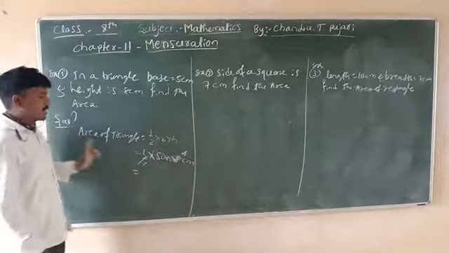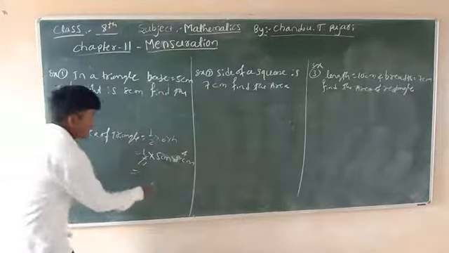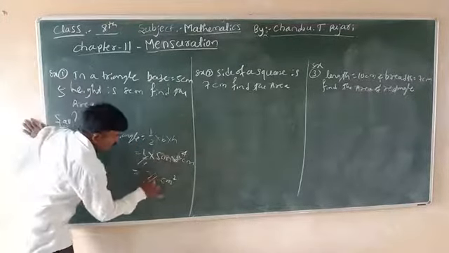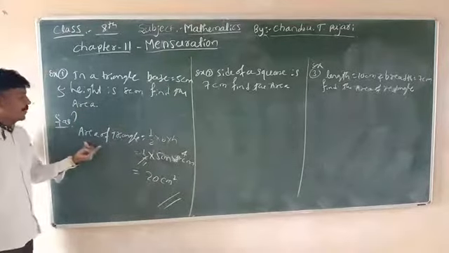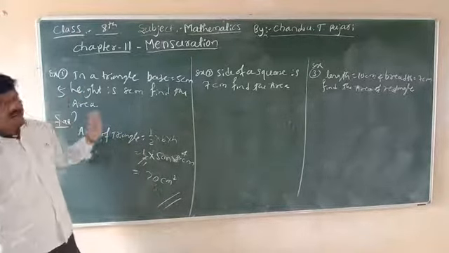Next, centimeter into centimeter gives centimeter square. Then 5 fours are 20. Therefore, the area of the triangle is 20 centimeter square. This is the area of the triangle.